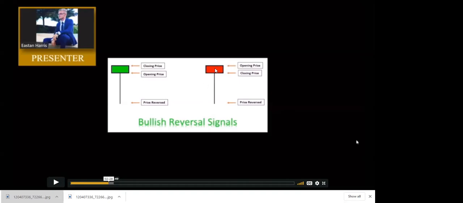So if you see a candle like this at the bottom of a downtrend, this is a bullish reversal signal. It's telling you that price is going to go back up because it could not sustain when it came all the way down to here. So price is not going to continue to go down.